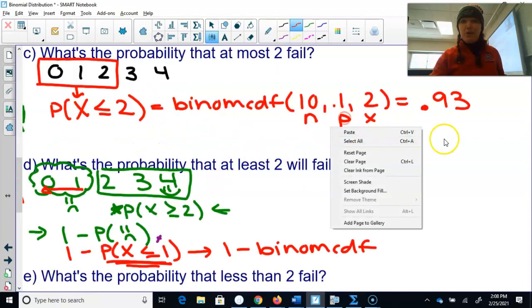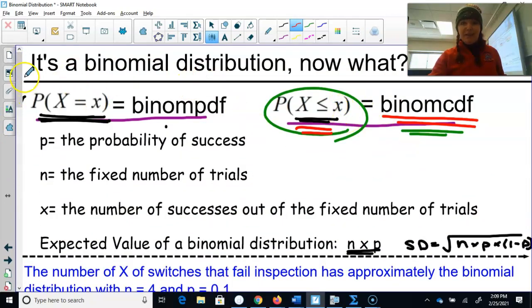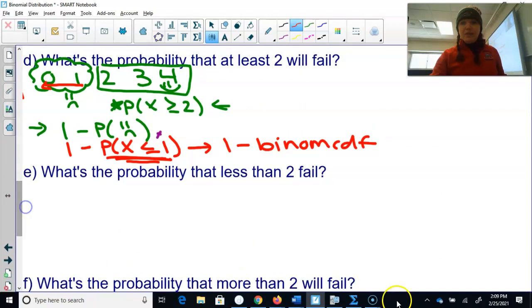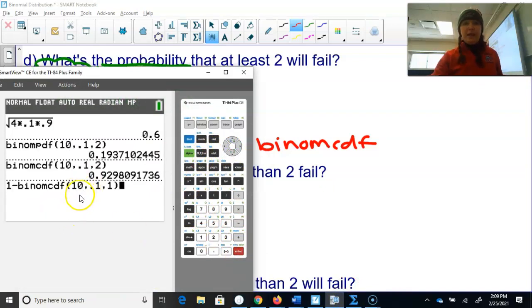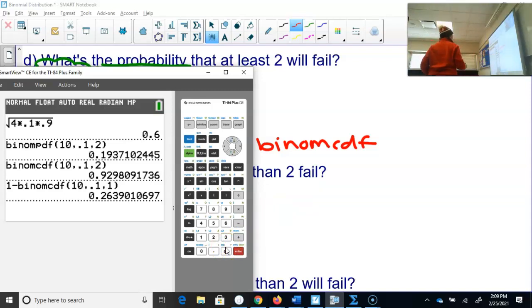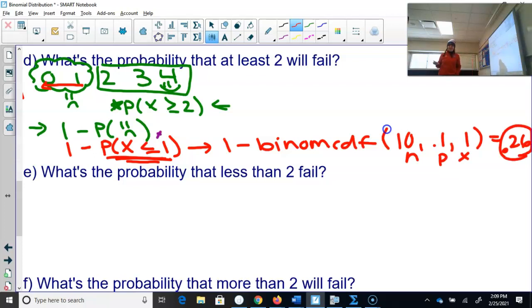If you go back up and scroll up here, oops, sorry guys. That's that little x right there, okay? So let's go ahead. Let's hit paste. Those of you with the older calculators, again, you're gonna have to type that in again on your own. So it always goes NPX like that, NP little x. Okay, I'm gonna hit enter and I get 0.26. So binomial CDF, 10, 0.1, 1, that's our NPX, which is equal to 0.26, final answer, okay?